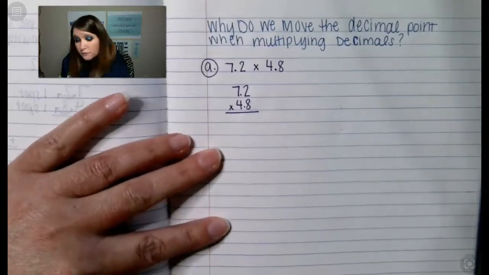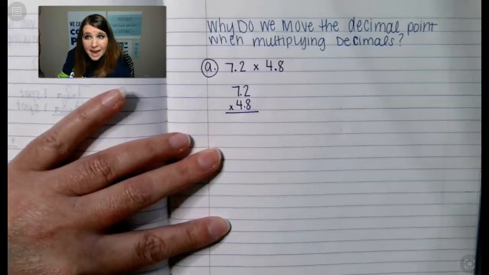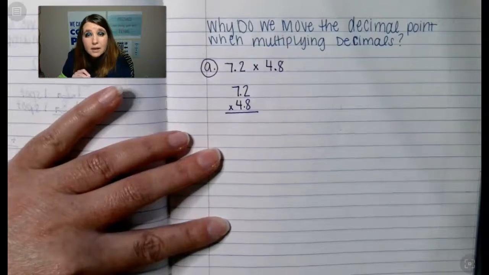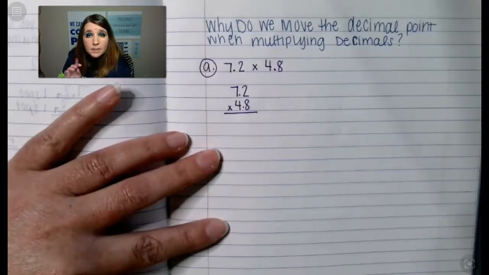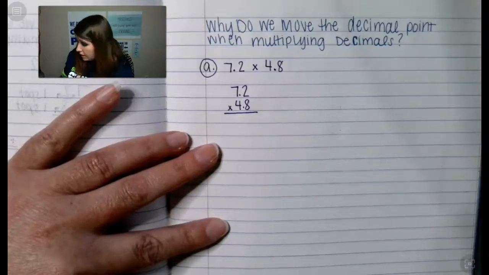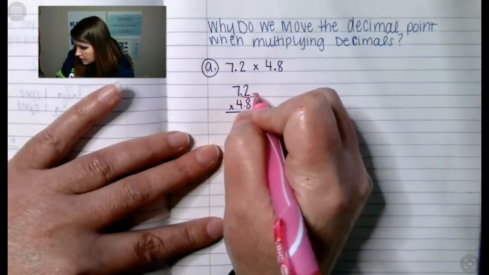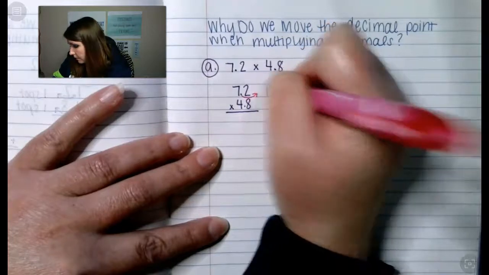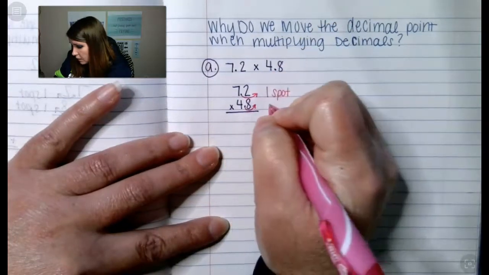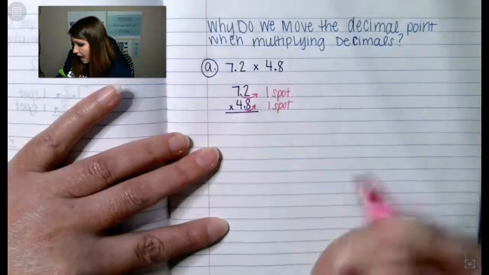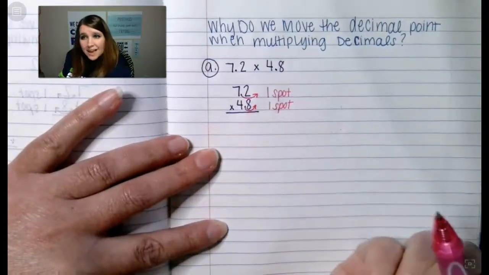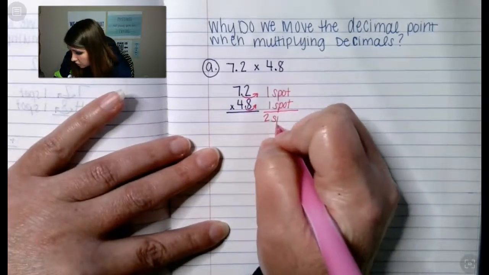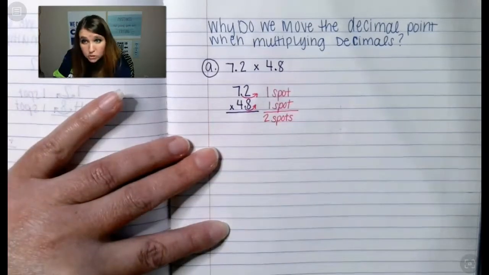All right. So my first step here is to find out how many places to move my decimal. Just like yesterday, I want to figure out how many decimal spots there are. So here there is one decimal spot, or 1/10 of a spot. So one spot. Here there is one spot. Look at that. I have a spot here and I have a spot there, which means that I have a total of 2 spots, or 2 decimal places.